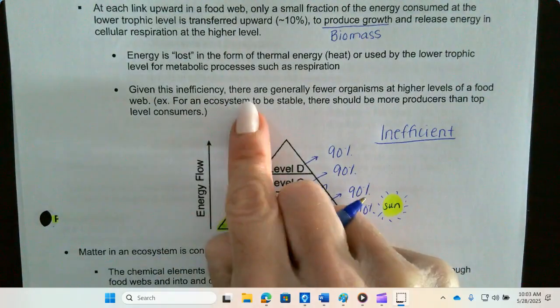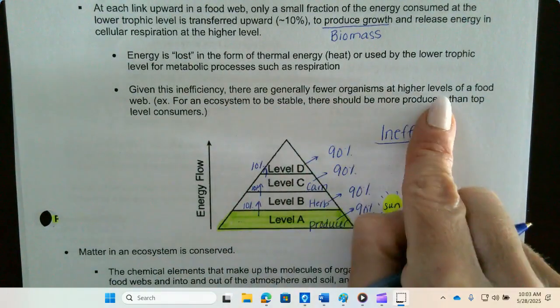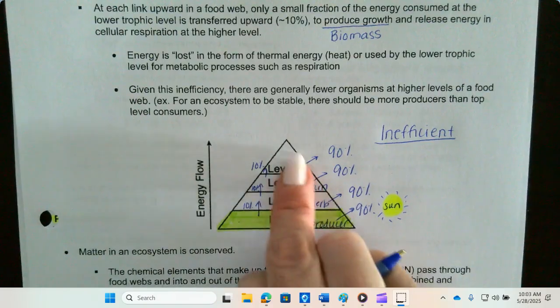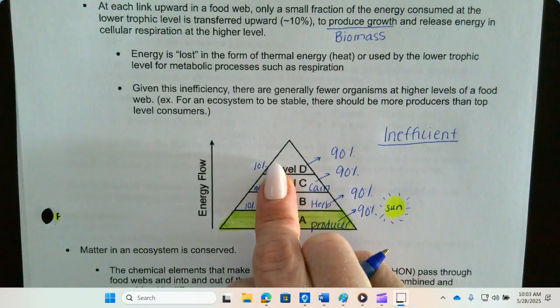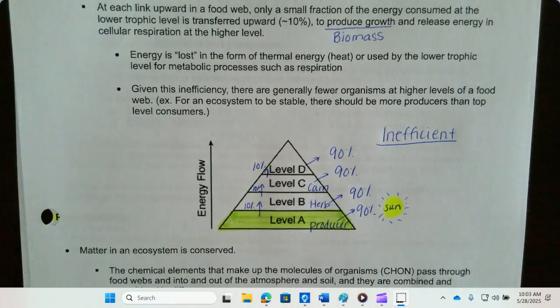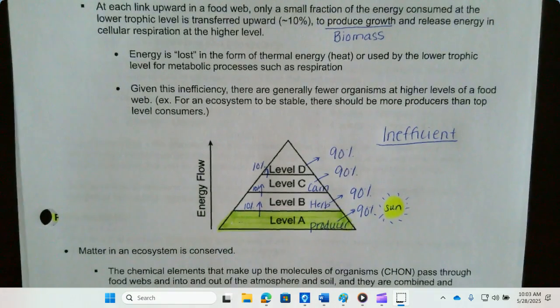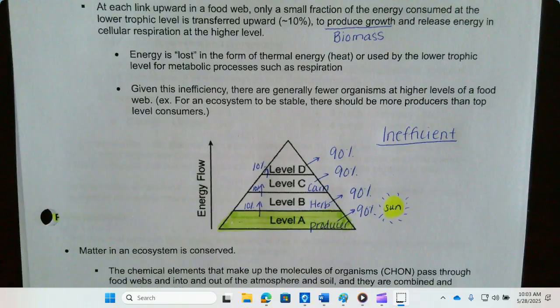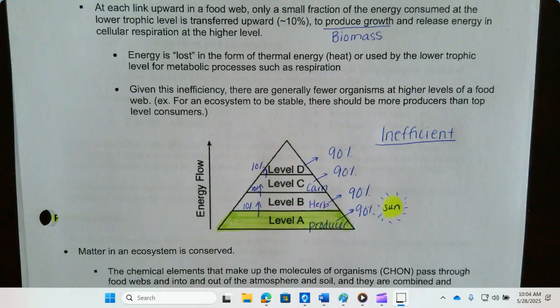Given this inefficiency, there are generally fewer organisms at the top. That's what we already said. Here, those top-level carnivores, there's going to be a lot less of them than, let's say, plants. You look outside, there's lots of plants outside. But how many times do you see top-level carnivores? Not really that frequently. But you might see a lot of herbivores. Like in my neighborhood, there's tons of chipmunks, squirrels, bunnies, right? But you're less likely to see the things that eat the squirrels and chipmunks.